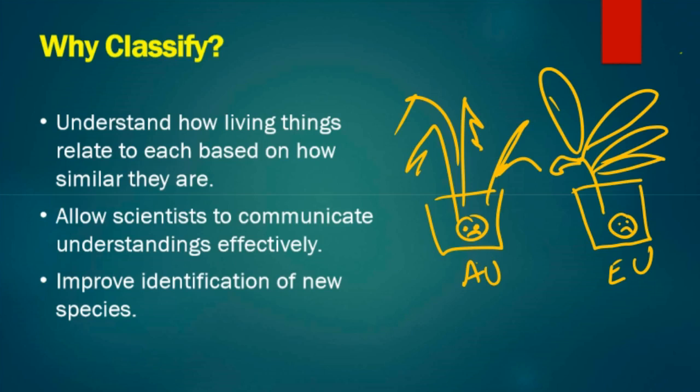Okay, why the heck do we classify anything? I've already made a few points. Firstly, it helps us to understand and comprehend the world around us by organising things in a manner that our brain can then start to go, oh yeah, I know you, I don't know you. And it allows us to comprehend the world around us.